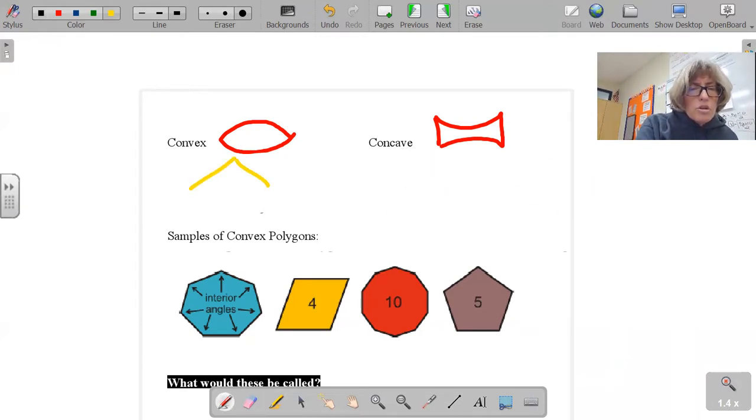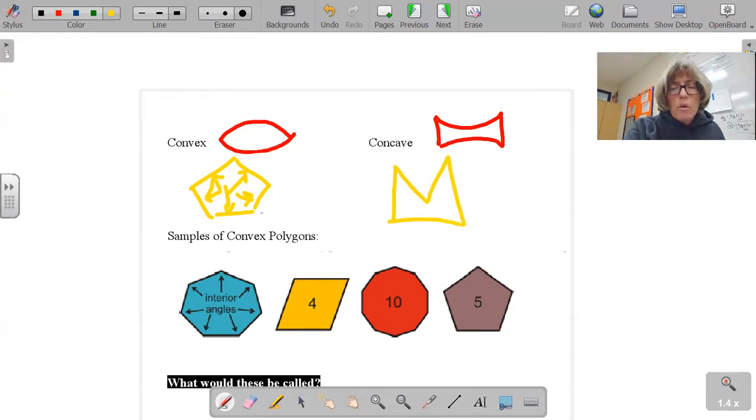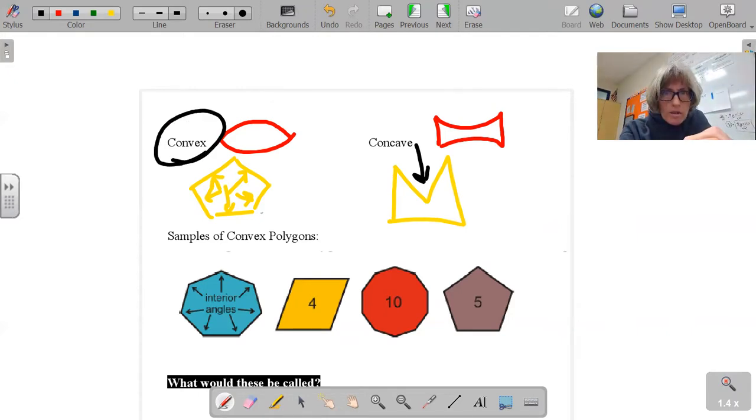But convex, one, two, three, four, five, all the sides push outward. Versus concave, one, two, three, four, five, you have a side that pushes inward. That's called concave, like cave in. All the equations that we're going to learn today only work for convex polygons. Anything that has pushed-in sides, these equations won't work.